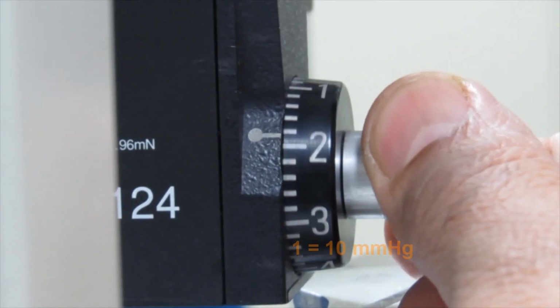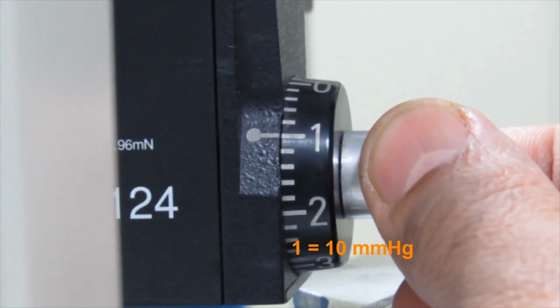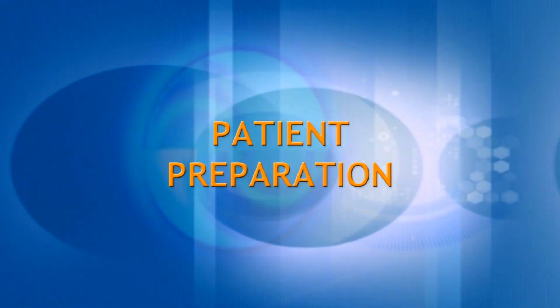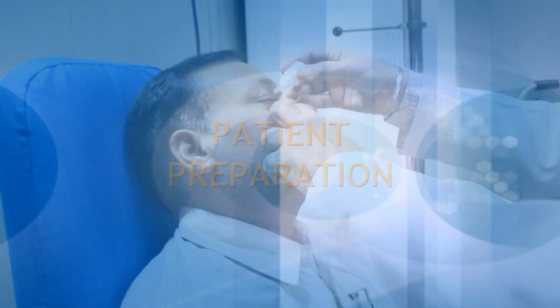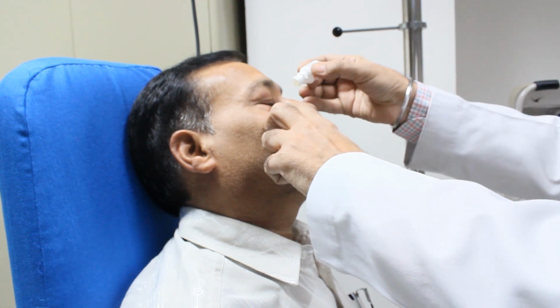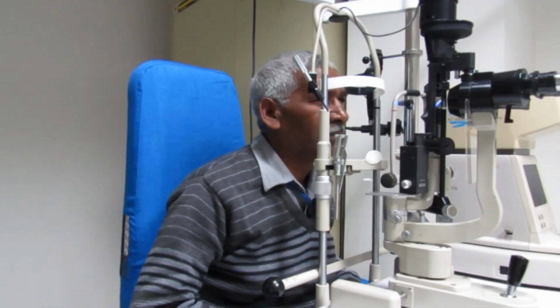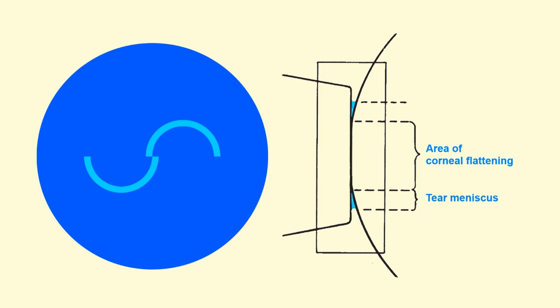After this, turn the Meyering drum to setting 1, which is equivalent to 10 mm of mercury. Now, the patient preparation. After informing the patient about procedure, anesthetize both eyes with proparacaine. Place moistened fluorescein strip in lower conjunctival sac and place head of the patient on chin rest. Fluorescence of the stained tears facilitates visualization of tear meniscus at the margin of contact between cornea and the biprism.